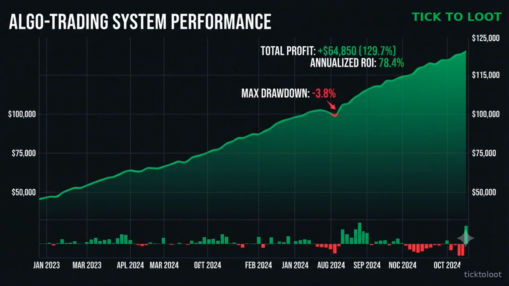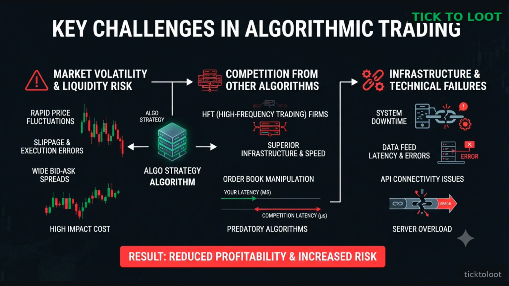While algorithmic trading can be a powerful tool for traders, it's not without its challenges. One of the biggest challenges is market volatility, which can cause even the best algorithms to fail. Another challenge is competition from other traders, who may be using similar algorithms to trade the same markets. To succeed in algorithmic trading, we need to be aware of these challenges and develop strategies to overcome them.